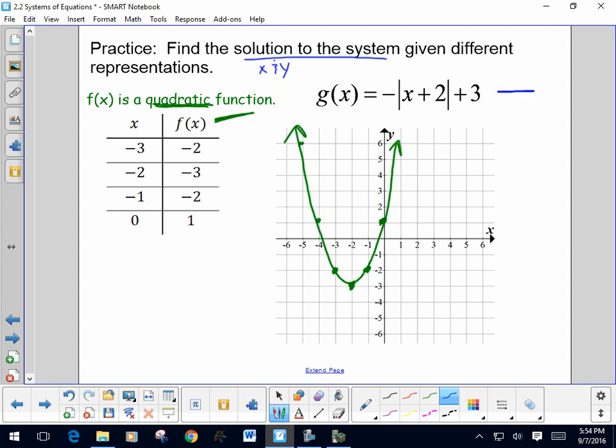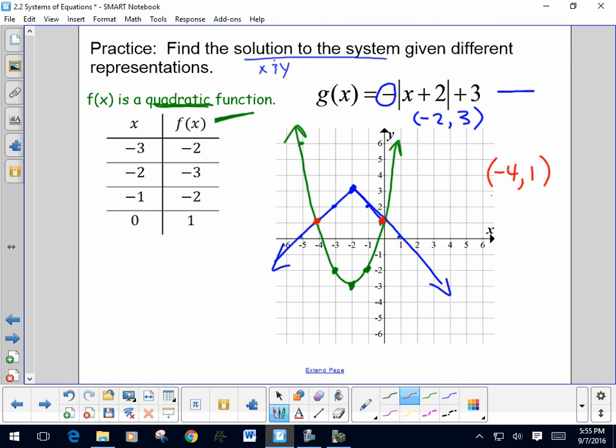And g of x I will graph in blue. So we've got an absolute value. It has a vertex at (-2, 3). Negative 2, positive 3 for the vertex, and it has a negative coefficient, so that means it's going to open down with the slope of 1. So we have two solutions. Our system has two solutions, 2 points of intersection. So our first solution is (-4, 1), and our second solution is the point (0, 1).